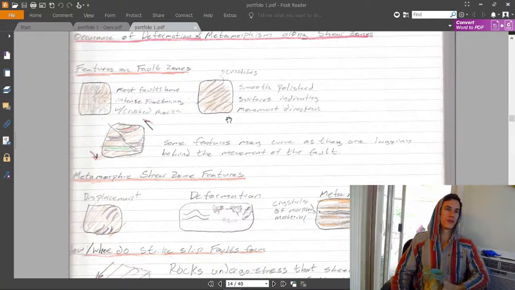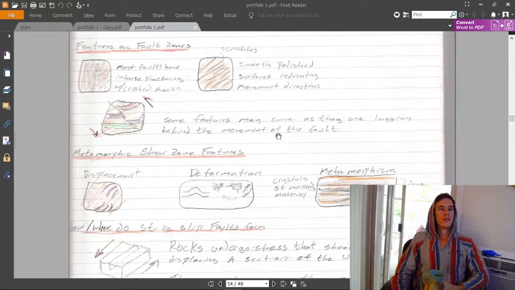Smooth, polished surfaces indicate movement direction. Some features may curve as they are lagging behind the movement. So let's say these ones are going straight up and down, and then they just kind of curve along, as this moves up, it's shifting all of this stuff.